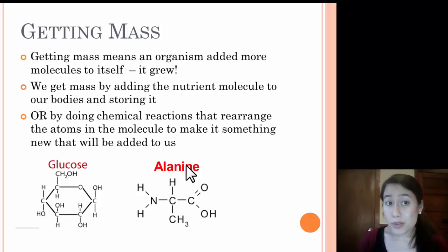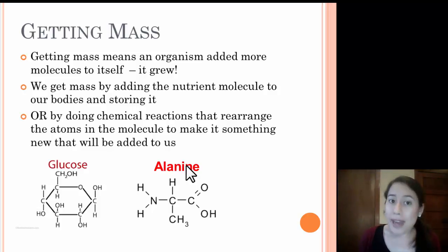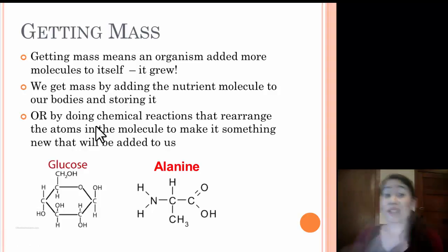The last thing that we use nutrients for is to gain mass. So gaining mass means that you add more molecules to yourself and you grow. Sometimes we grow up, sometimes we grow out, but all of that happens because we added molecules to our organism. So that's covered here in the second bullet point. By adding nutrient molecules to our body and storing them, we can grow. Or sometimes we do chemical reactions that rearrange the atoms in the molecule to make it into a different molecule that we can add to us to help us grow.